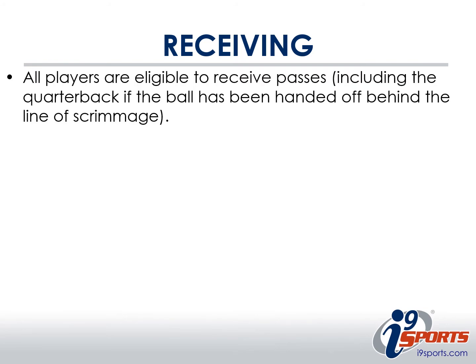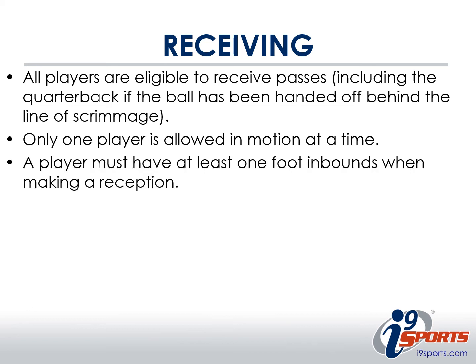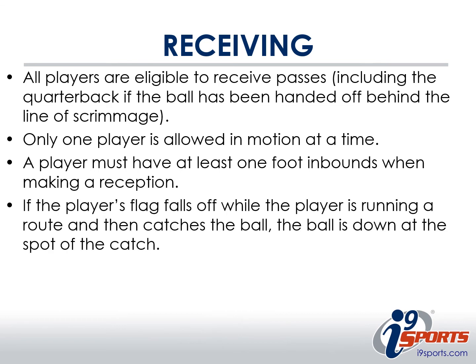For our receiving rules, all players are eligible to receive passes, okay? This includes the center, this includes the quarterback if the ball has been handed off behind the line of scrimmage. So everybody's an eligible receiver. Only one player is allowed in motion at a time. Players need to have at least 1 foot in bounds when making a reception. So this is more of the college rules there.